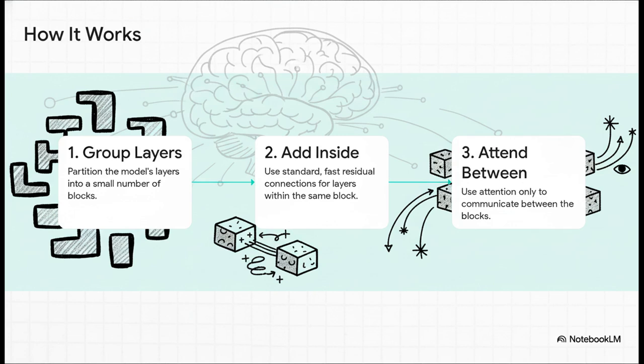Here's how it works. It's actually pretty simple in 3 steps. First, you group all the model's layers into just a handful of blocks. Second, for any communication that happens inside one of those blocks, you just use the old, super fast addition method. But then, and this is the clever part, for communication between the different blocks, that's when you use the powerful new attention mechanism. So you really get the best of both worlds. You get the speed where it doesn't matter as much, and the precision where it really counts.